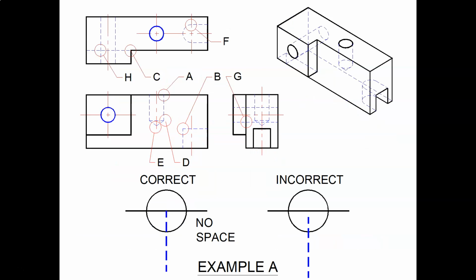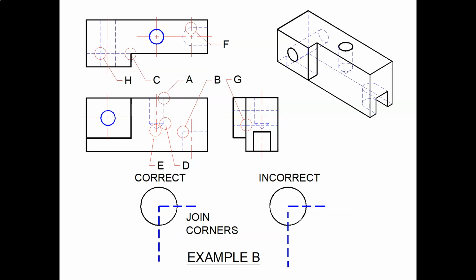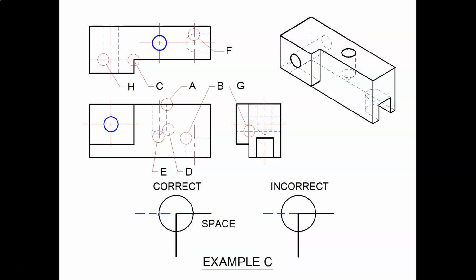So in example A, if you notice up at the top of the front view, we've got a hidden line coming into an object line where the red circle is. If you look below, you see that there are no gaps drawn. That hidden line should touch the object line. Over to the right, they show you the incorrect method of doing it. All right, in B, we've got two hidden lines forming a corner. When we do this, you should join the corners. They should touch. You don't want to leave them open, okay? That's if there is an interior corner, all right?